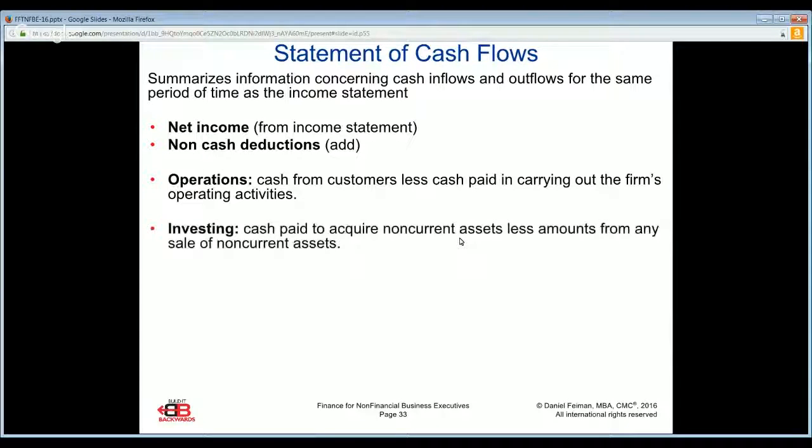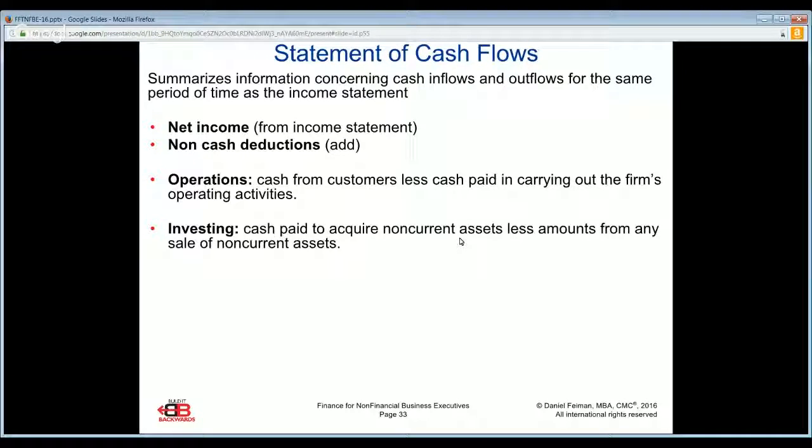The second element of the cash flow statement is the investing section. And we want to be very clear here when we talk about investing on the cash flow statement. Investing here specifically means investing in our own long-term growth. This is cash used to acquire long-term assets, buildings, patents, aircraft, any of the long-term assets that we're using in our business.